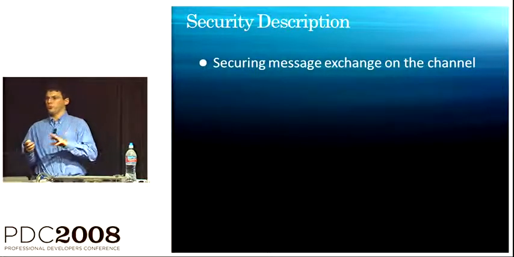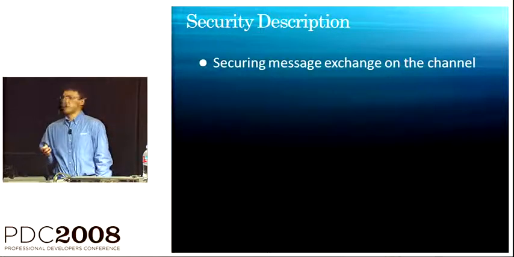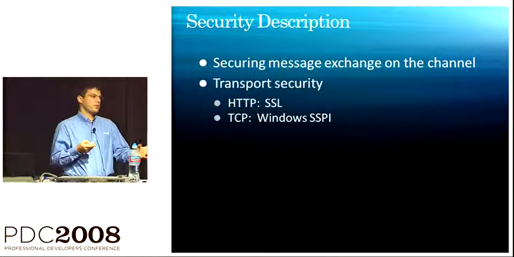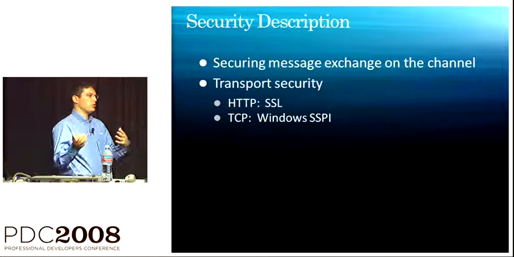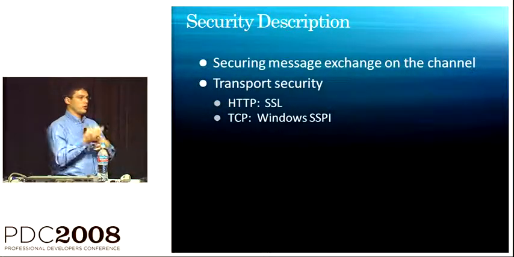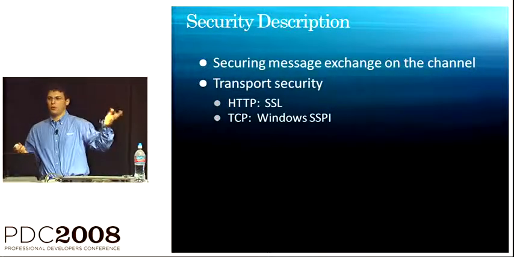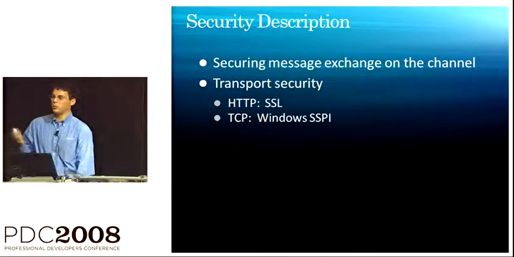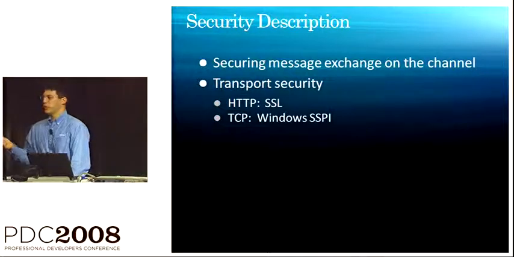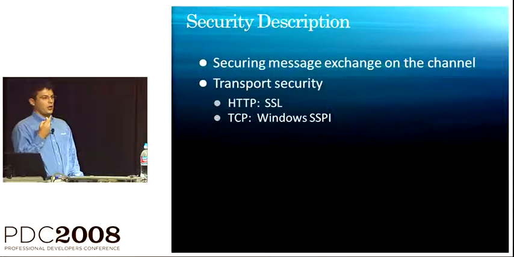There are usually two modes of security, and if you're familiar with WCF, you should recognize the names right away. Transport security is about securing the messages on the wire. This is SSL on an HTTP channel, Windows SSPI on a TCP channel. We do not support SSL on a TCP channel, which WCF supports.